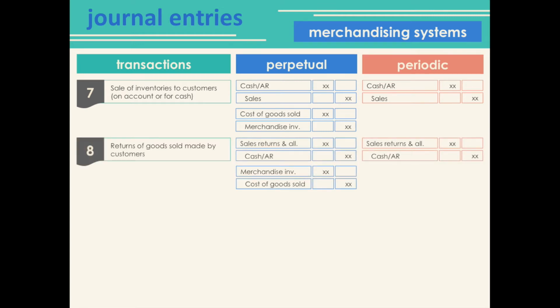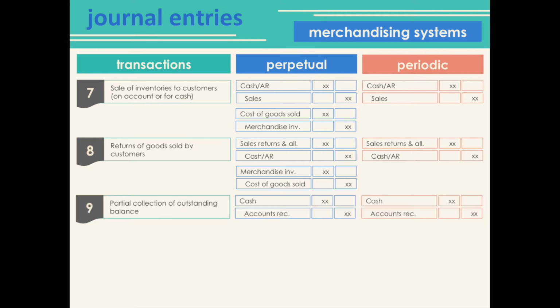8. Returns of goods sold. For both systems, we debit sales returns and allowances since this account reduces the amount of income or sales of the company, and credit accounts receivable or credit cash if there is a cash refund. But again, take note that under the perpetual system, we are required to update the inventory balance, so we make another entry. Since the inventory was returned to the company, we debit merchandise inventory and also reduce the cost related to the original sale by crediting cost of goods sold.